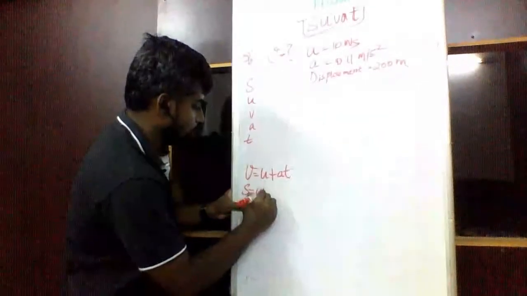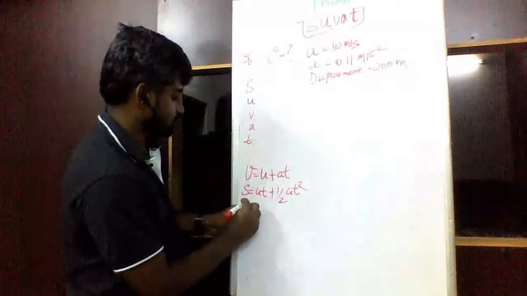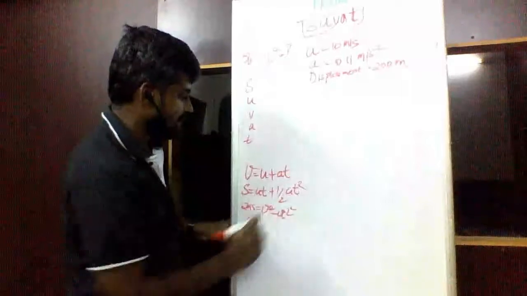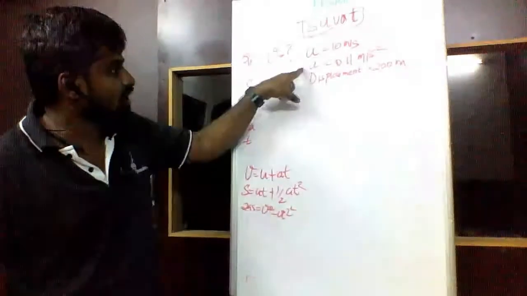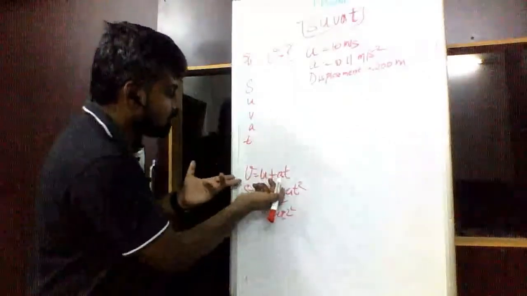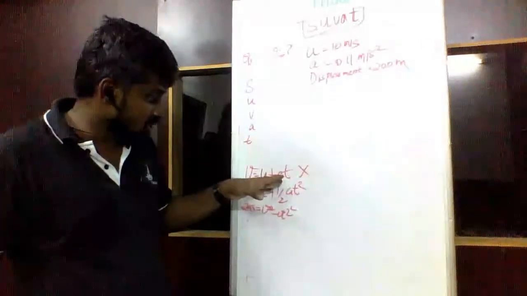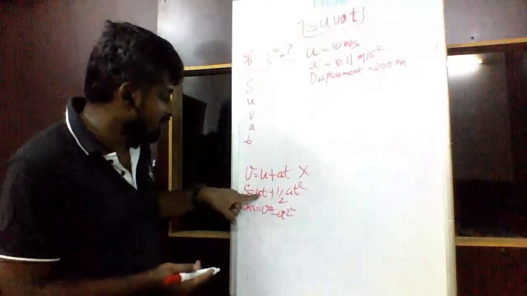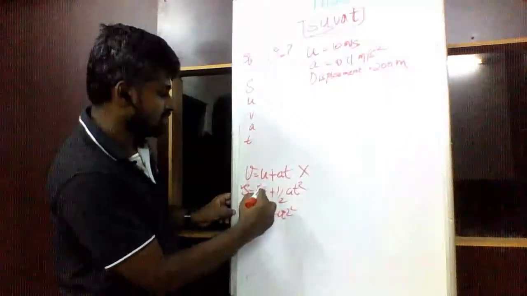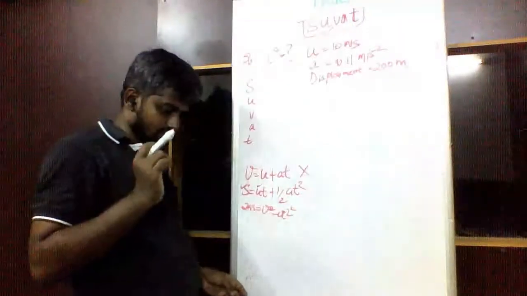Second one, S is equal to UT plus half AT square. Third is 2AS is equal to V square minus U square. Can we apply the first formula? We cannot apply it because time is not given. Acceleration is given, U is given, but time is not given. In the second equation, displacement is given, initial velocity is given, but even then, time is not given.